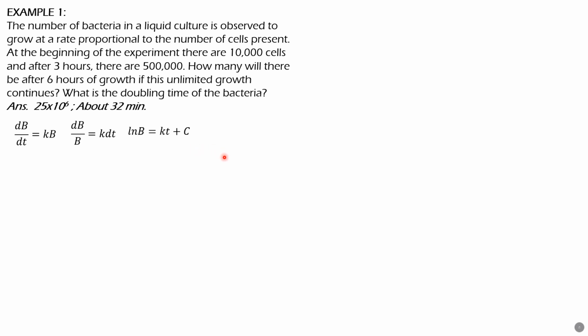Then when time is 0, B is equal to B sub 0, the present number of cells or bacteria. So C is ln of B sub 0 when t is 0, so this is 0 when t is 0, plus C. So C is ln of B sub 0. Therefore, ln of B equals kt plus ln of B sub 0. Then we combine this as ln of B minus ln of B sub 0, which can be written as one logarithmic function: ln of B over B sub 0 equals kt.